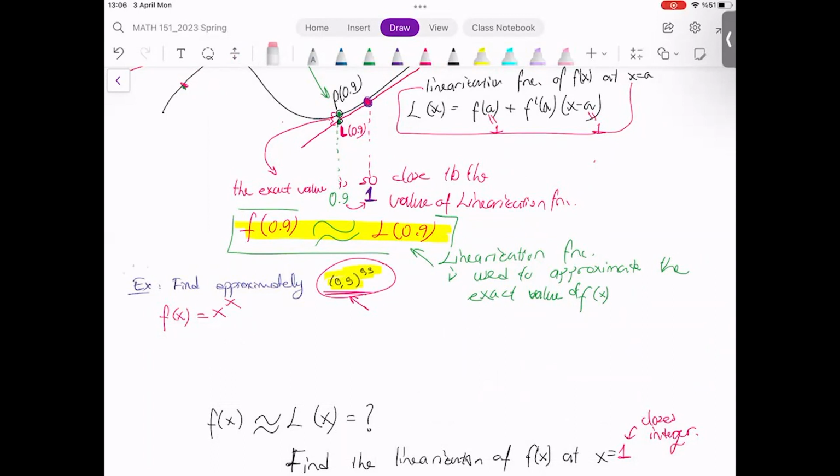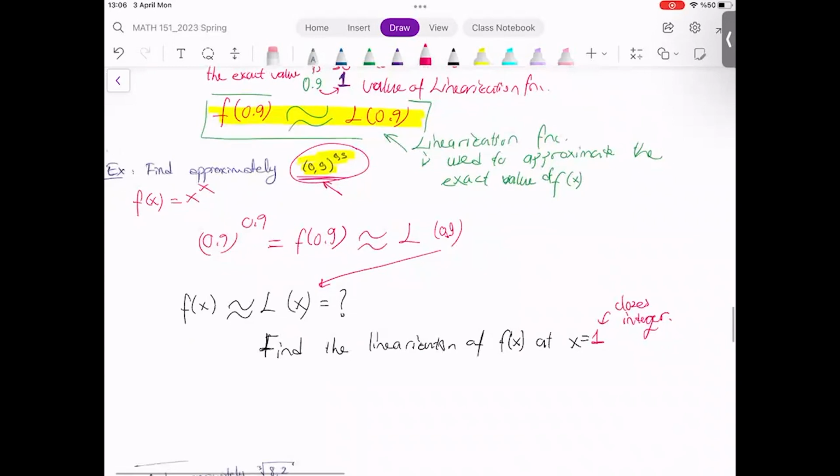0.9, which is the value given in the statement like this, this is in fact the image of 0.9 under this function f of x, and we will be using L of 0.9 to approximate it, okay? This is the strategy, and to compute L of 0.9, you need to create your linearization function, and it is created by using the closest integer there.